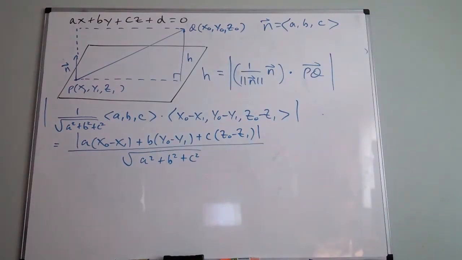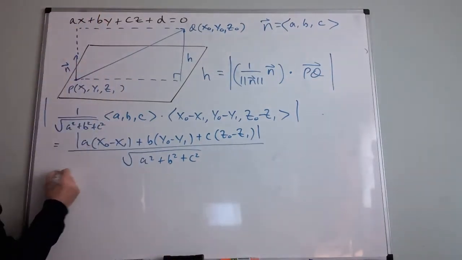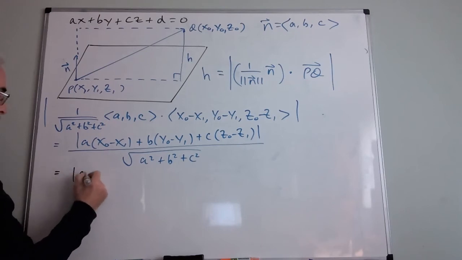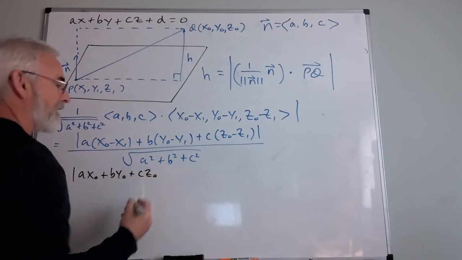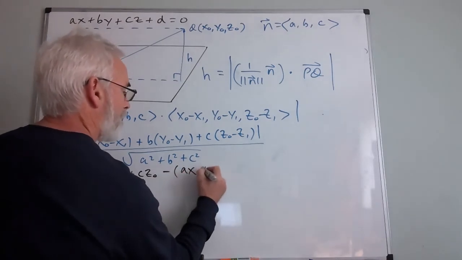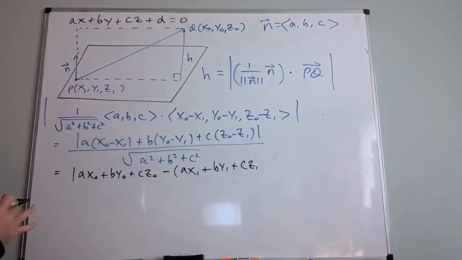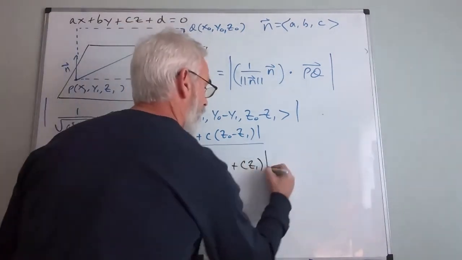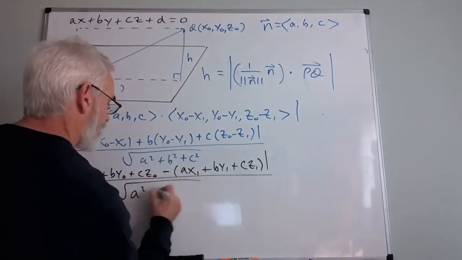Now, my numerator looks very, very busy right now. But if I distribute and gather terms, you're going to know something really cool take place here. Let me distribute and gather the naughts, if you will. So I'm going to have ax naught plus by naught plus cz naught minus the quantity ax1 plus by1 plus cz1, all in absolute value, all over this. We're almost done.